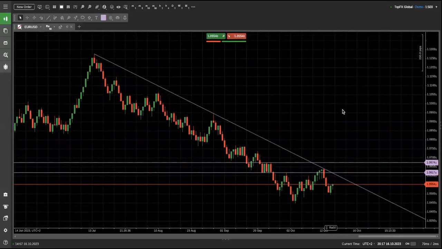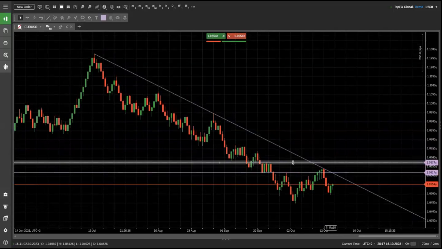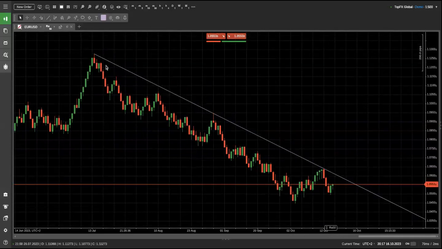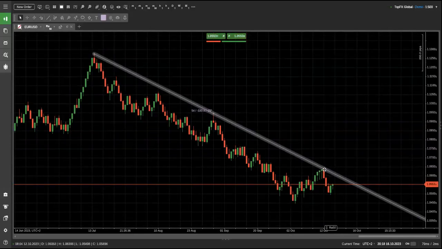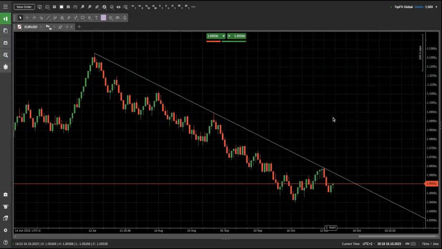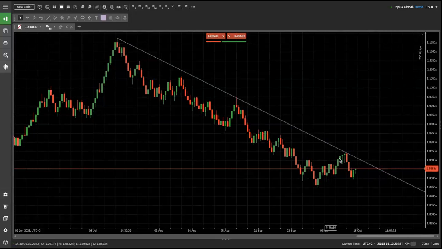You can see straight on. Let me just delete this one. Let me just delete this one. Look at this. Top, first point here, and in the future we got another touch. That's the third point. So this is a very important trend line on the euro dollar right now. And this is not a time-based chart. This is a 50 pip range bar on the euro dollar.